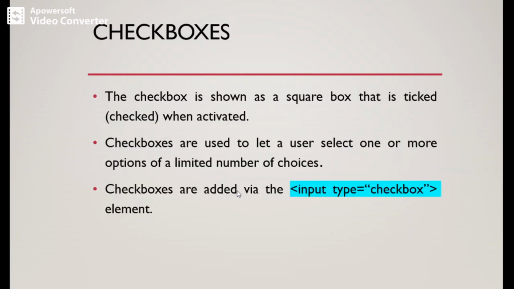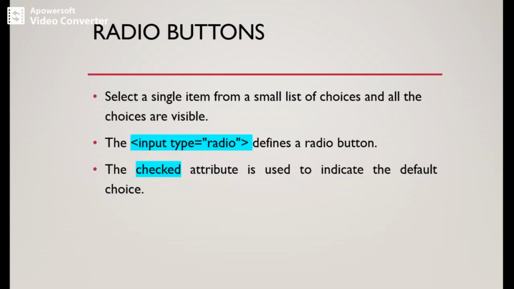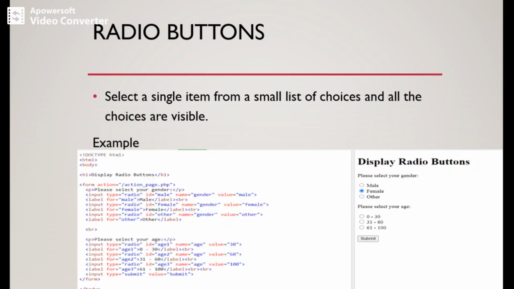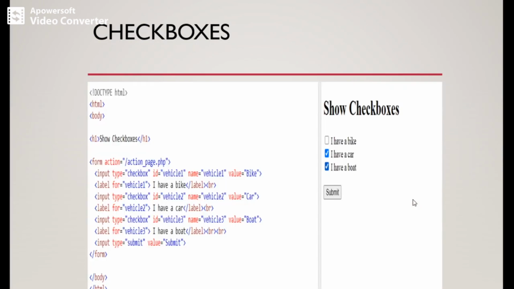Next, check boxes. Check boxes are square boxes that are ticked when activated. So check boxes let a user select one or more options, also you can select. In radio button that is not possible. Even in your choice control drop down list also it's not possible. So here how do you add a checkbox? That is using input type is equal to checkbox. So it will create a checkbox.